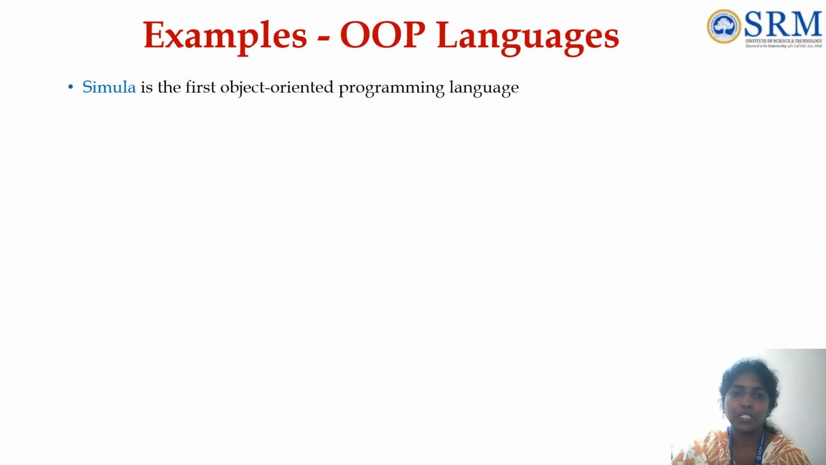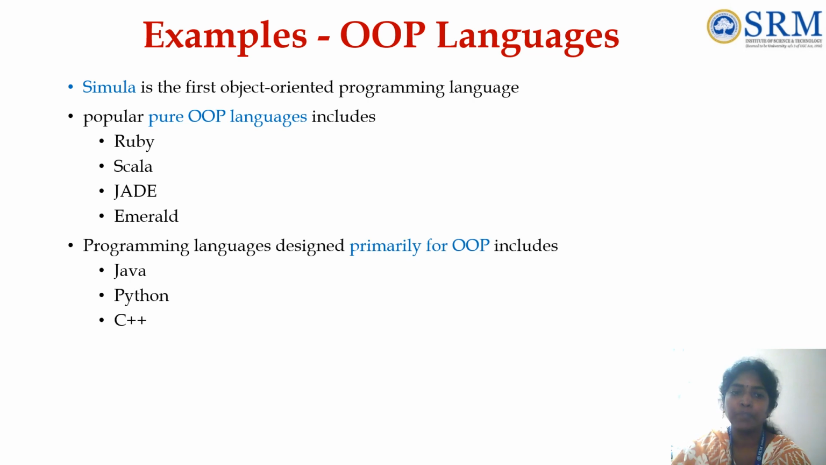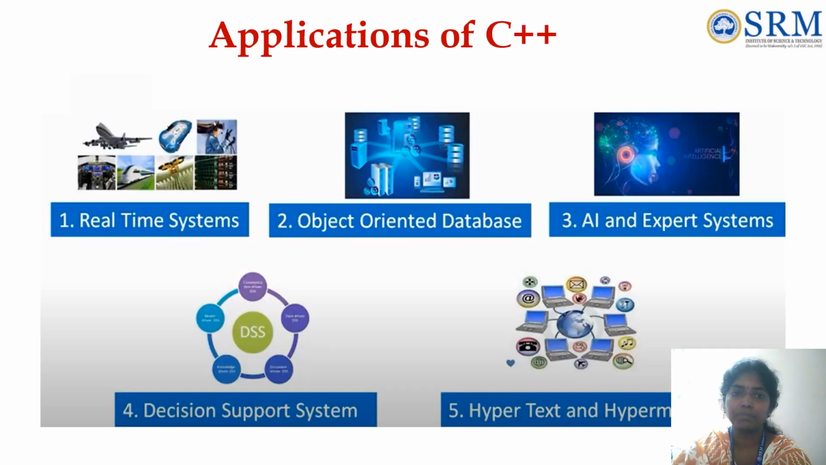Examples for object-oriented programming languages. Simula is the first object-oriented programming language. Next, the popular pure object-oriented programming languages include Ruby, Scala, JADE, Emerald. Programming languages designed primarily for object-oriented programming include Java, Python, and C++. The other programming languages that pair with object-oriented programming include Visual Basic .NET, PHP, JavaScript.